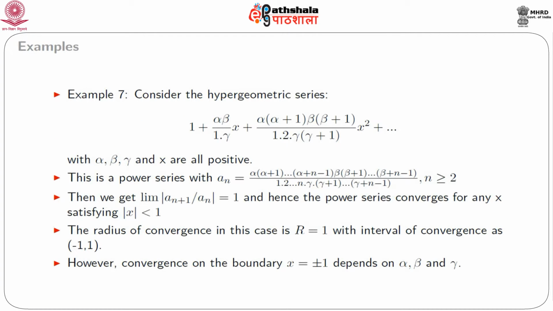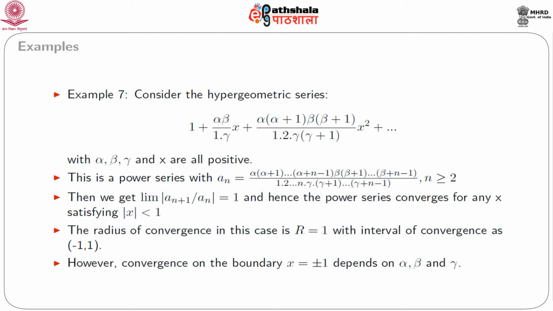So, next consider hypergeometric series. The form is given in the slide, where alpha, beta, gamma and x are all positive. So, naturally this is a power series with nth term given as in the slide, and after a little bit of manipulation we find the limiting value of a_{n+1} divided by a_n as 1, and hence the power series converges for any x satisfying absolute value of x less than 1.